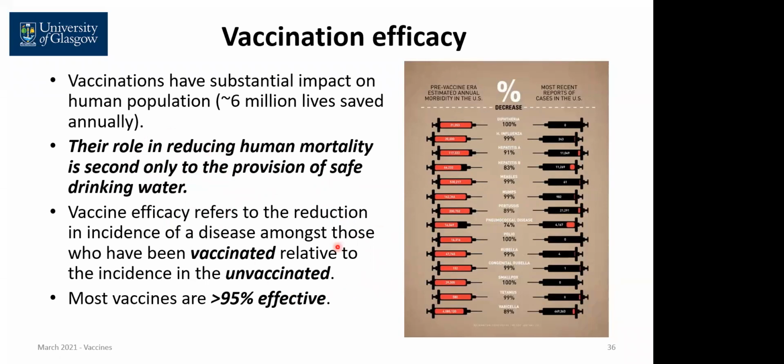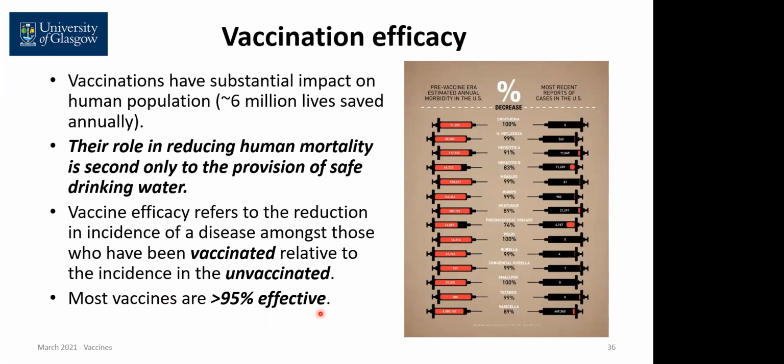But when we're talking about vaccine efficacy, specifically, scientists can work this out by referring to the reduction of incidence of cases of a given disease amongst those that have been vaccinated. And this is all relative to the incidence of cases of the disease in the unvaccinated. Basically, this allows the scientists to work out how effective a vaccine is. And in the vast majority of cases, vaccines are 95% effective.